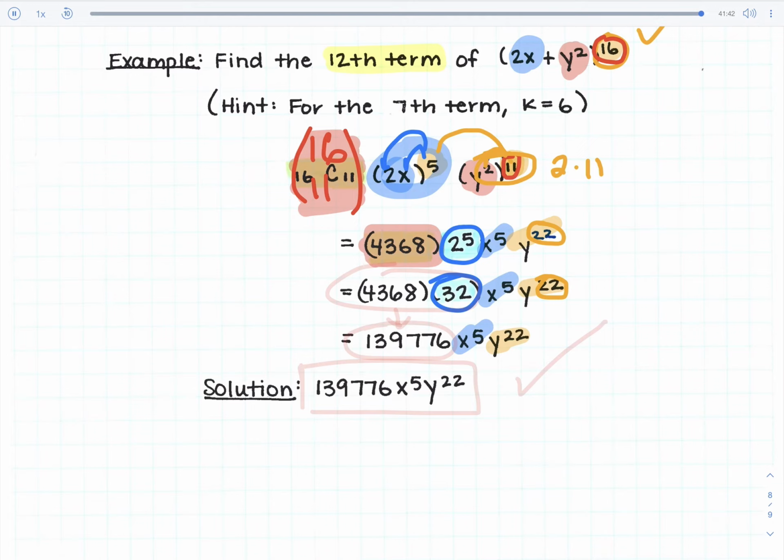The number that's actually out in front is just what came from our combination, the 4,368, times our 2 to the 5th, which was 32. And that would give us 139,776 as our constant out in front. Yes, I would make sure that you are comfortable with doing this because this would be a perfect multiple choice question for either your last test or your final exam.